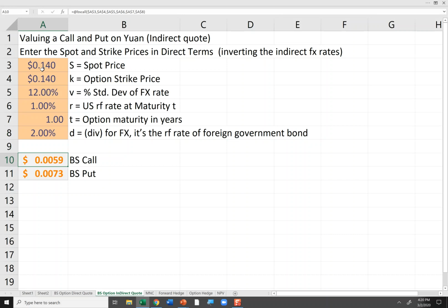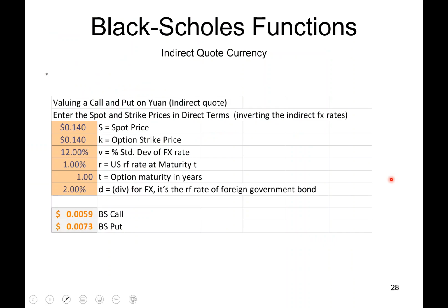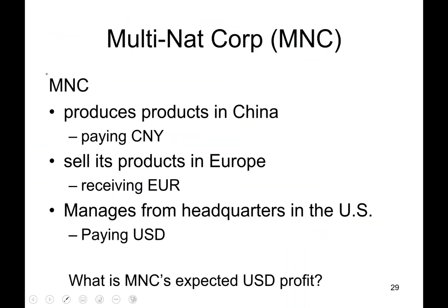And that tells me the call on every yuan is going to cost me about 0.6 cents, and 0.7 cents for each put. So that's how you value a call or a put on a foreign currency in direct or indirect terms.